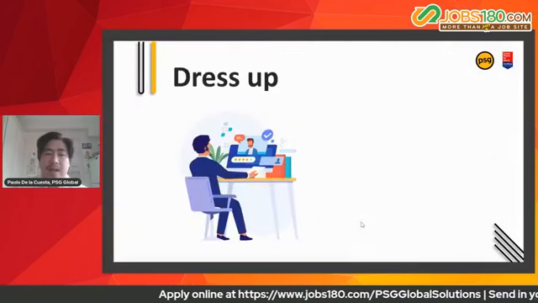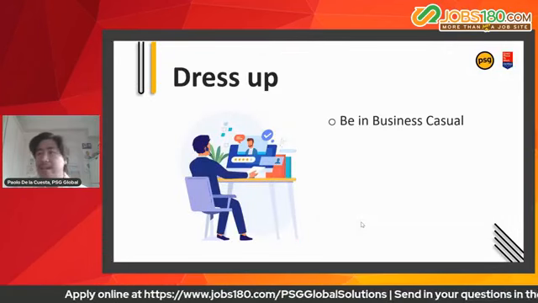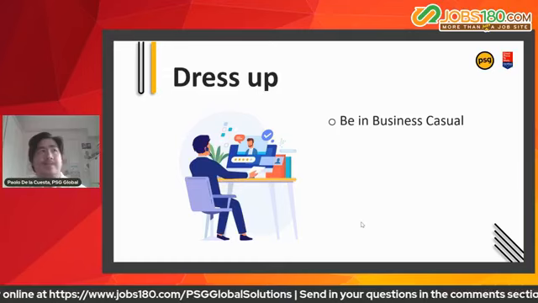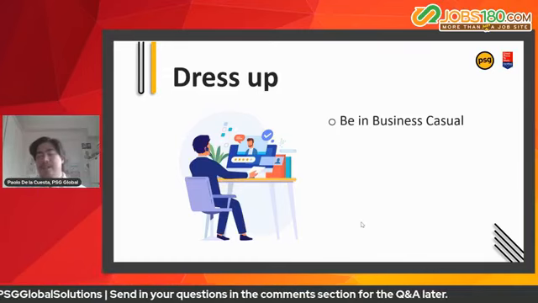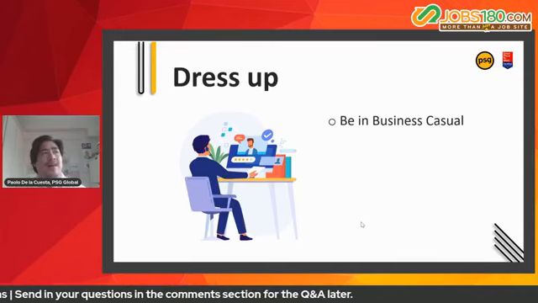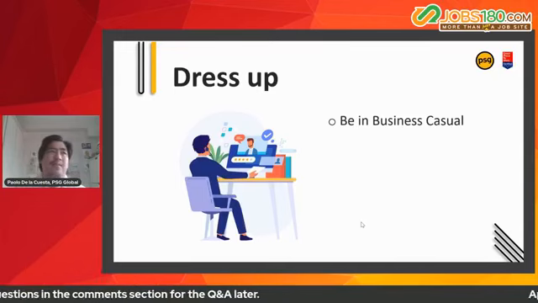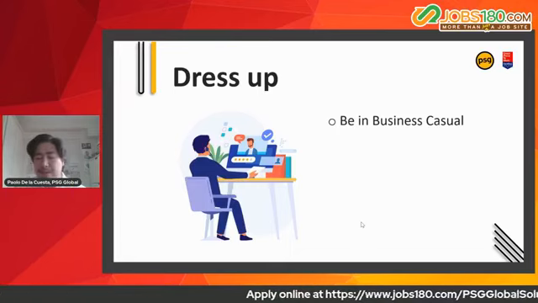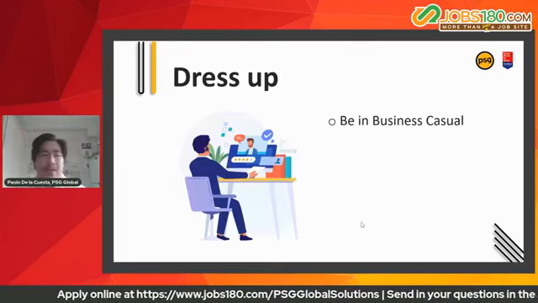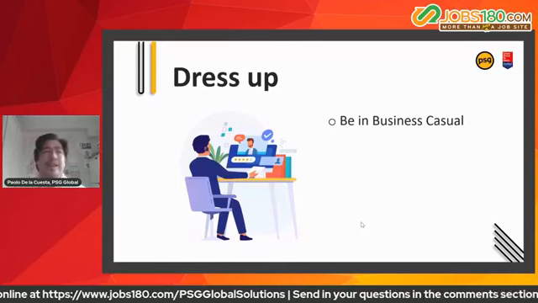Okay, next thing, do dress up. Be in business casual, no need for a tie. Business casual is just coming in a polo. If you want to wear a tie, that's fine. If you want to wear a barong, that's fine. Just try to be formal. Try to present yourself in formal attire. You can look it up on Google if you need to know what business casual is.